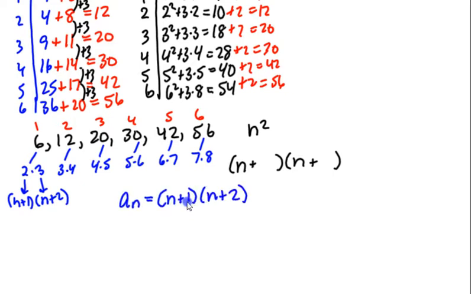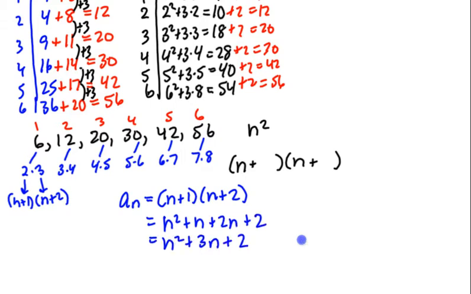Both of these are explicit rules because they only involve the term number. So if I wanted to find term number 100, it would be 101 times 102. That would be term number 100. If I multiplied this out, it would be n squared plus n plus 2n plus 2, or n squared plus 3n plus 2. So that's 2 different ways of finding the pattern for that particular quadratic.